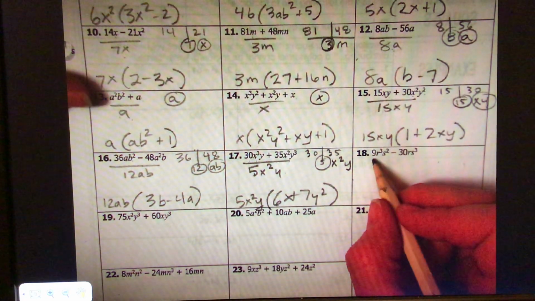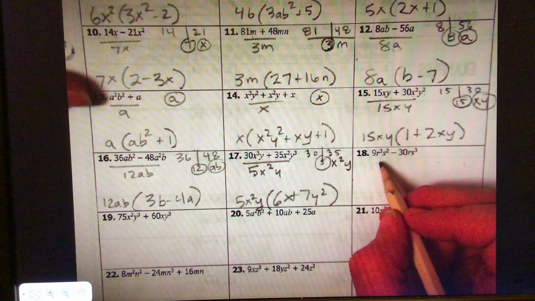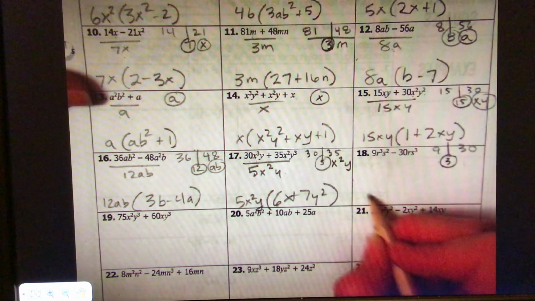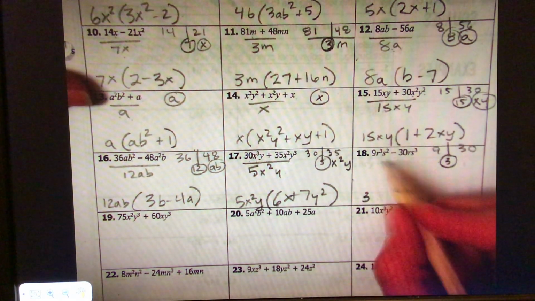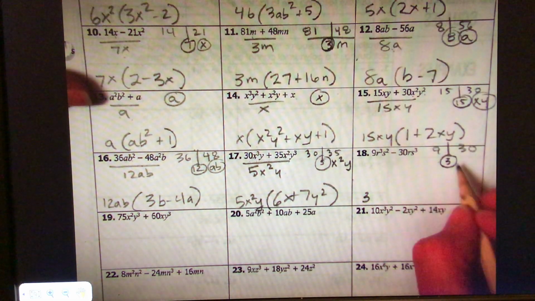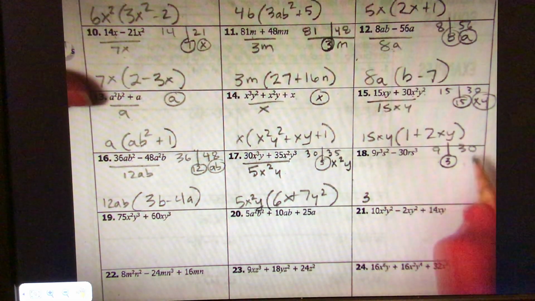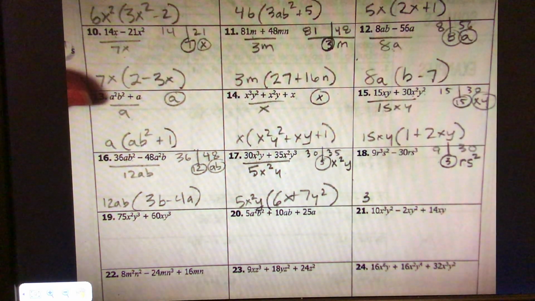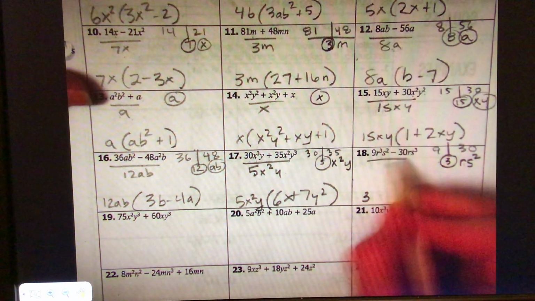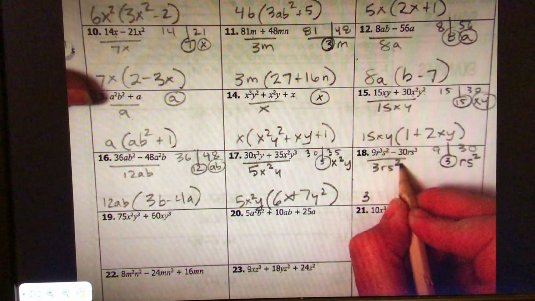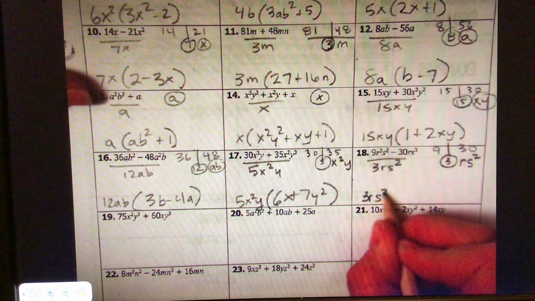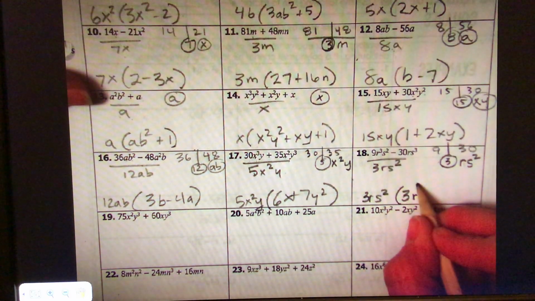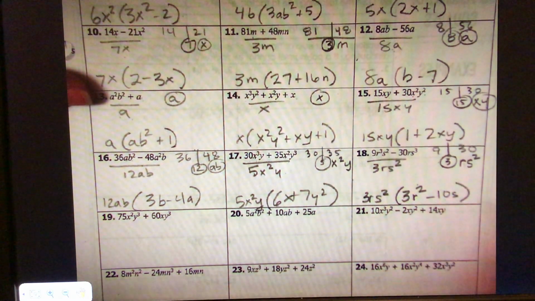And then I have number 18, which is 9 and 30. I can keep writing this, but your GCF is 3. So I'm going to do 3, and then I have some R's and S's. I've got an R in everything, and I've got an S squared in everything. Sweet. So 3RS squared is my GCF. Divide. This is the last one I'm going to do. 3R squared minus 10S. And I cannot do any more.